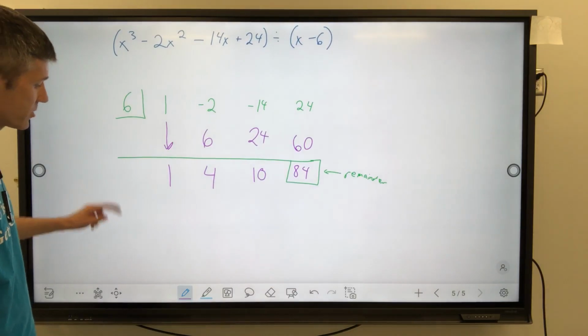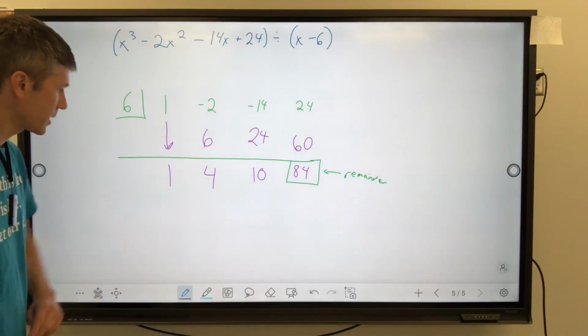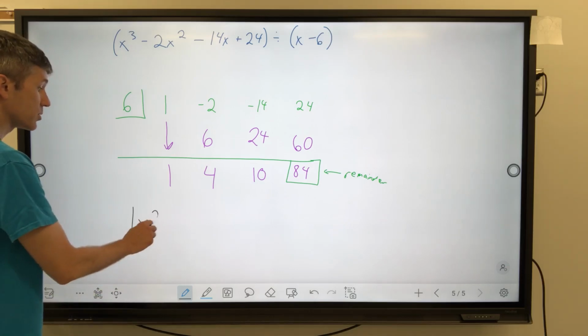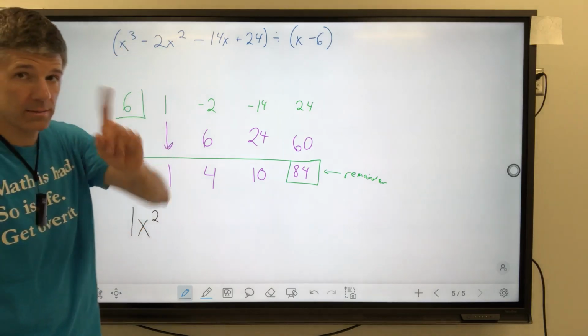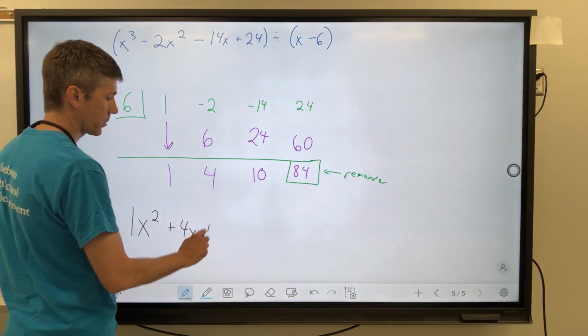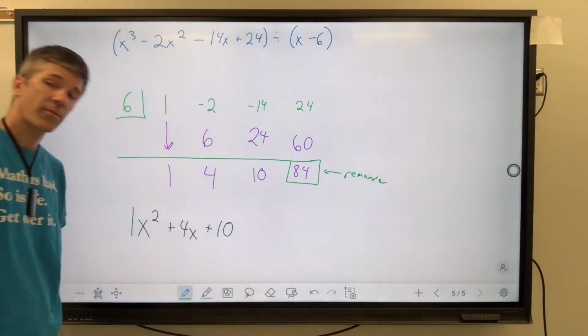So my final answer in black is 1x squared. It was cubed, but we divided by linear, plus 4x plus 10. Okay, now we have a remainder to deal with.